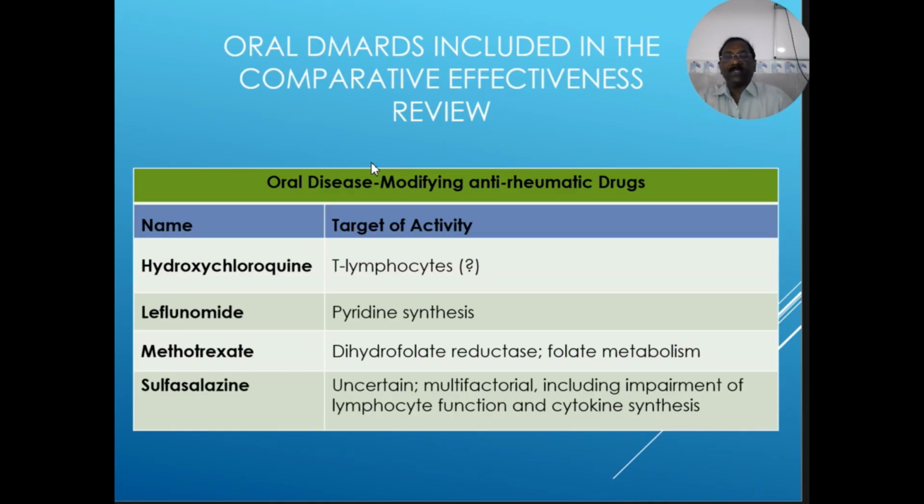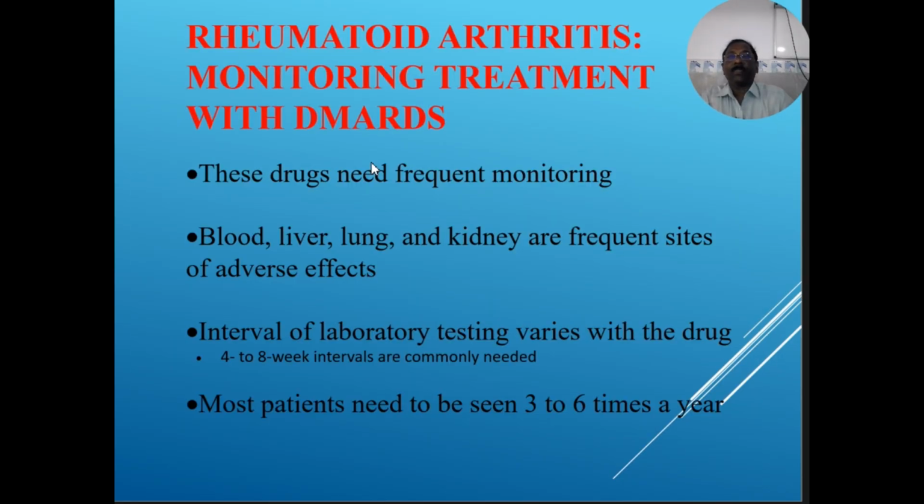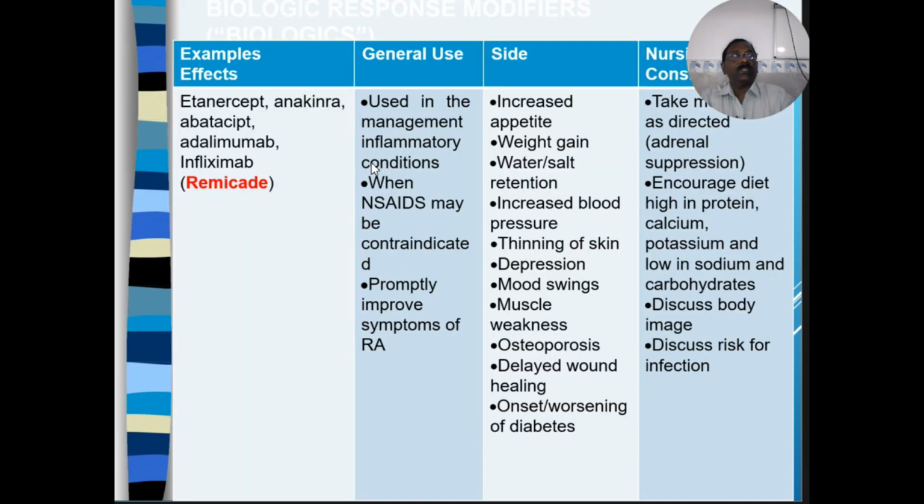Okay. So sulfasalazine. So the mechanism is multifactorial, including impairment of the lymphocyte function and the cytokine synthesis. They need the frequent monitoring, once in 3 months or once in 4 months or once in 6 months. So these are the important drugs: etanercept, adalimumab, infliximab, etc. They are used in the management of the inflammatory conditions, not only rheumatoid arthritis, we use it in ulcerative colitis, we use it in Crohn's disease, and we use it in autoimmune encephalitis, etc.